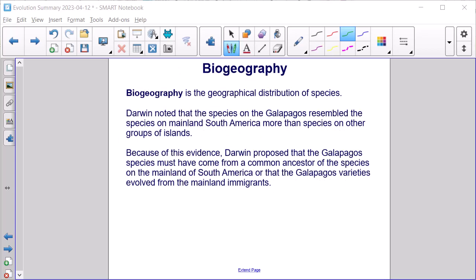Biogeography. Biogeography is the geographical distribution of species. Darwin noted that the species on the Galapagos resembled the species on mainland South America more than species on other groups of islands. Because of this evidence, Darwin proposed that the Galapagos species must have come from a common ancestor of the species on the mainland of South America, or that the Galapagos varieties evolved from the mainland immigrants.